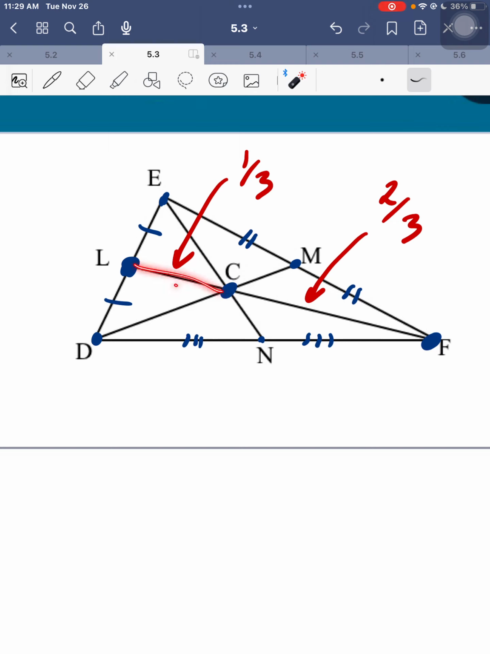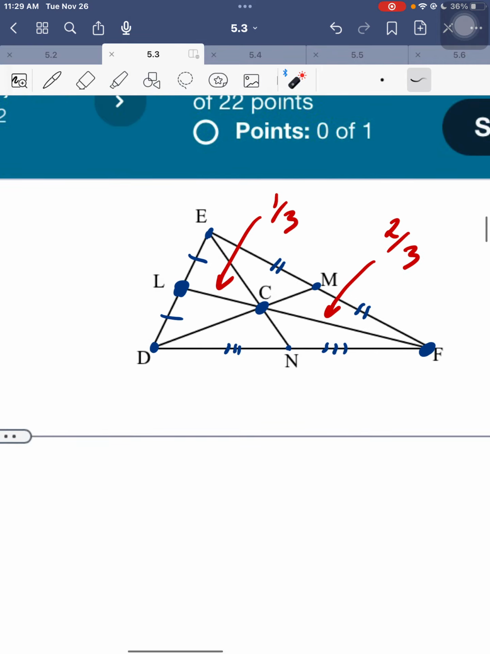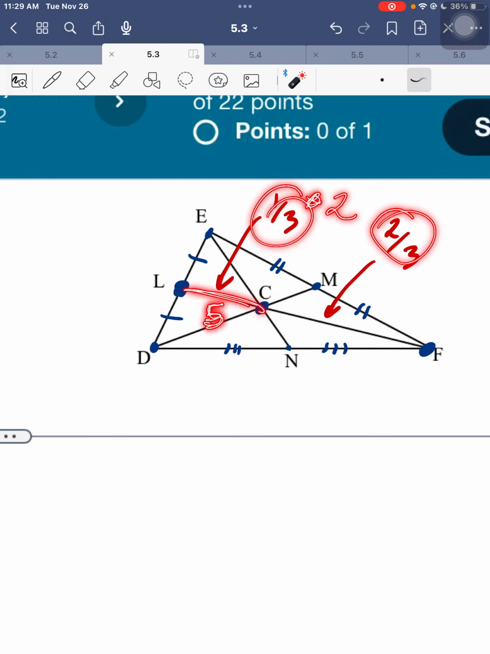So let's just first say CF. If they give me that my LC is 5 and they want me to find my CF, how did I go from 1/3 to 2/3? What did I have to do? I had to multiply by 2. I'm going to put a dot, I don't like that x. So if my LC is 5, what do I have to do to get from 1/3 to 2/3? I have to multiply by 2. So what would I need to do to get from 5, the LC, to the CF? I need to multiply by 2. What's 2 times 5? 10.